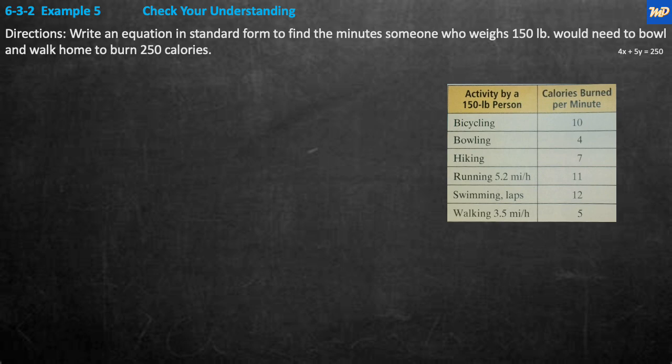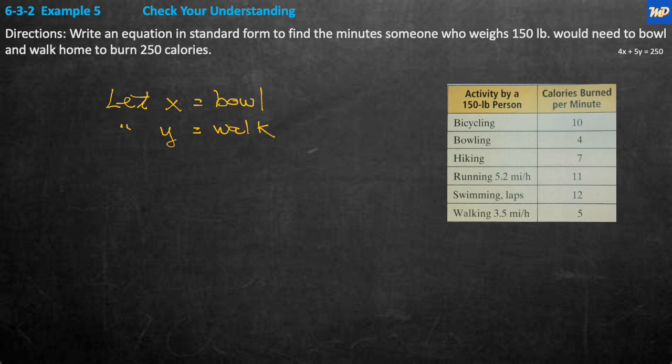Okay, I'm assuming you've done that, and we're going to get started on it. So the first thing I'm going to do is like we did in the last one. I'm going to say let x equal bowling, and let y equal walking. Okay, so now we're going to write the equation. We're going to go right straight to it. And so we have x is bowling. So we're going to find bowling.